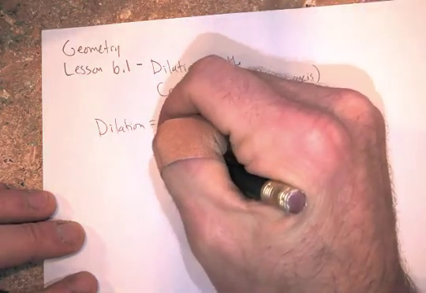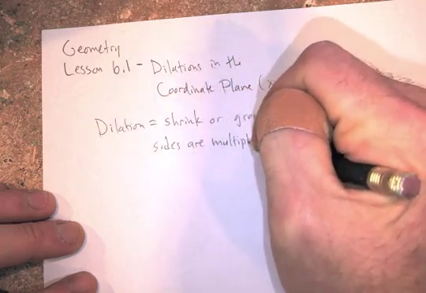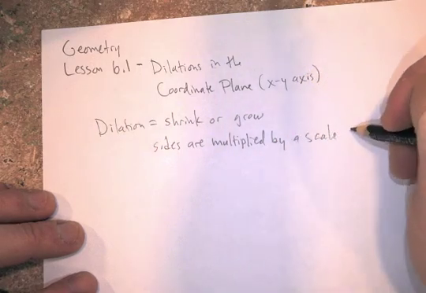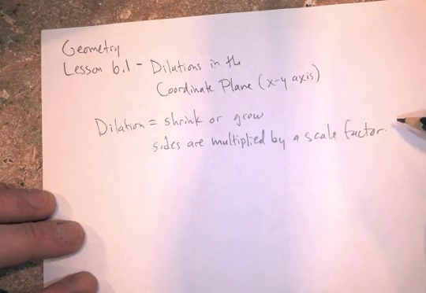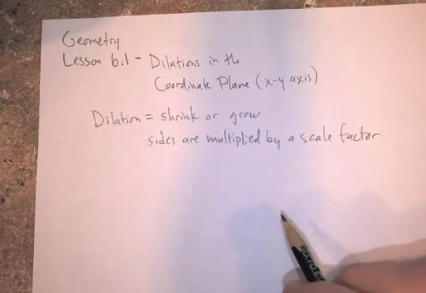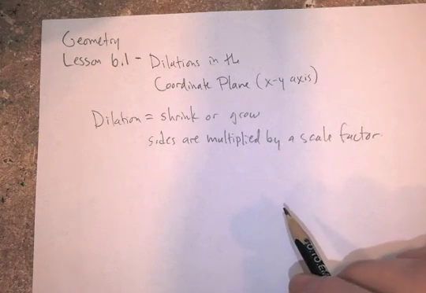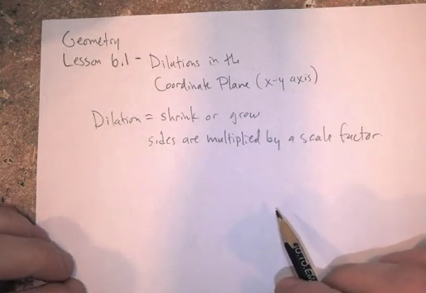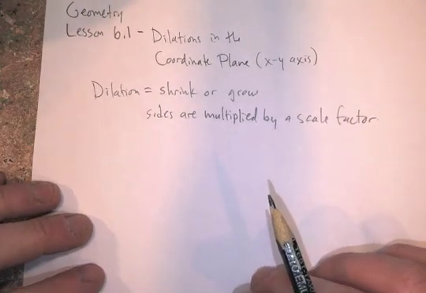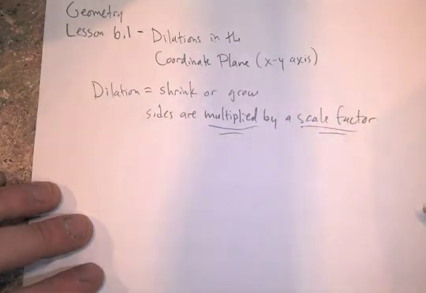More specifically, the sides are multiplied by a scale factor. Okay, so every side on the shape gets multiplied by a factor. So if the scale factor is 2, that means all the sides get twice as big. If the scale factor is a half, that means all the sides get half as big. It's actually shrinking. Okay, but scale factor is what you multiply by. That's a key thing here.